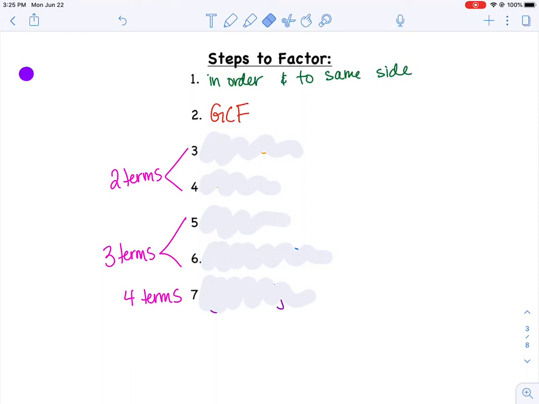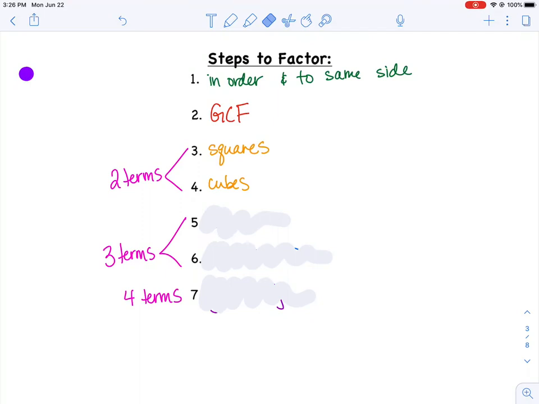From here, what you have to do is figure out if you have 2 terms in your problem, 3 terms, or 4 terms. Depending on how many terms you have will depend on what step you do next. If there are 2 terms, you're either going to factor with a difference of squares, or with a sum or difference of cubes. I know that doesn't make sense now. We'll talk about those techniques in a later section.